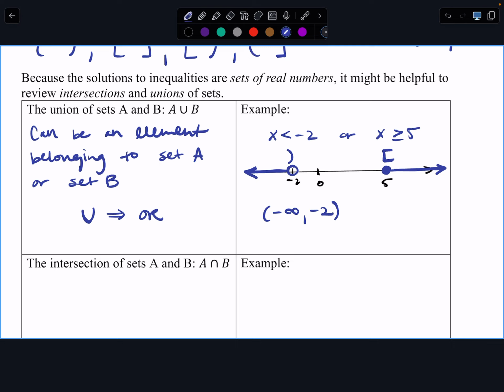Instead of or, we use union. And then bracket 5 to infinity. And please make it clear if you're using a bracket or a parentheses.